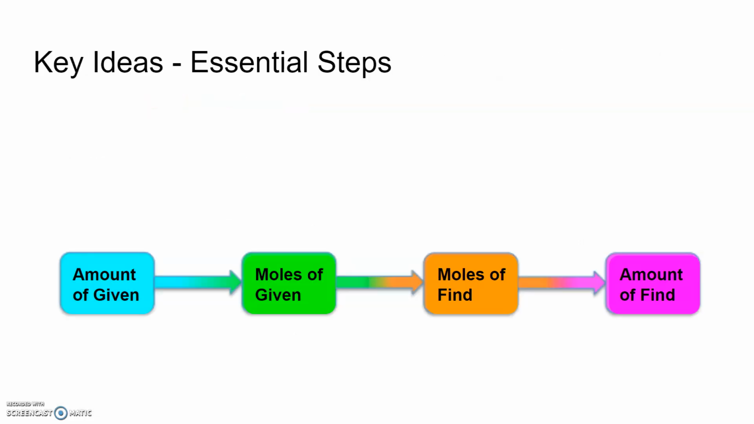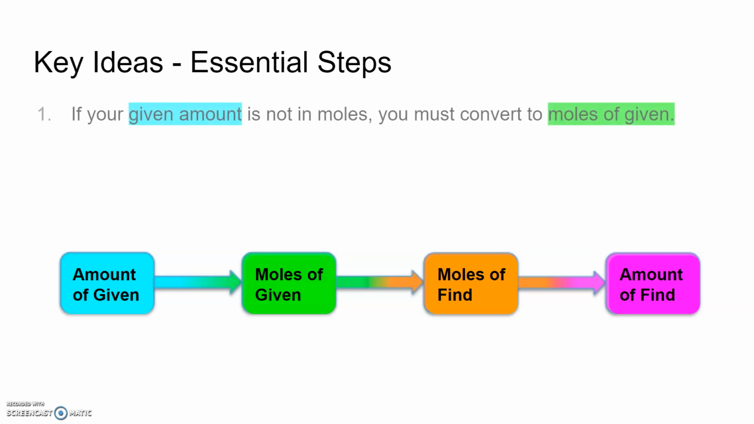Okay, so let's move on now to understanding the key ideas and essential steps of stoichiometry. So there are 3 main steps in a stoichiometry problem. First step, it depends on what you're starting off with. If the amount of your given is not in moles, your first step is to convert it into moles of the given.